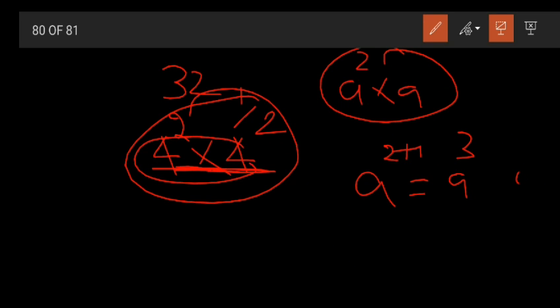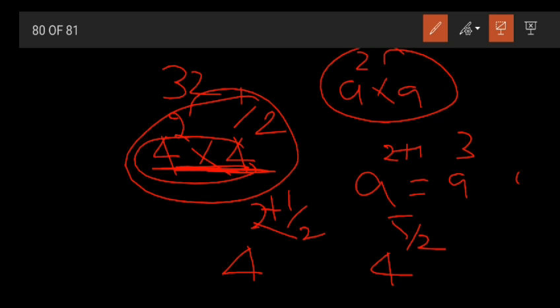Similar way we have to do here. Here the base is same. We are multiplying the same base, so we have to add the powers. So 4 to the power 2 plus 1 by 2. Okay, 2 2s are 4, 4 plus 1 is 5, so 5 by 2. 4 power 5 by 2. Okay, so 32 is equal to 4 to the power 5 by 2.